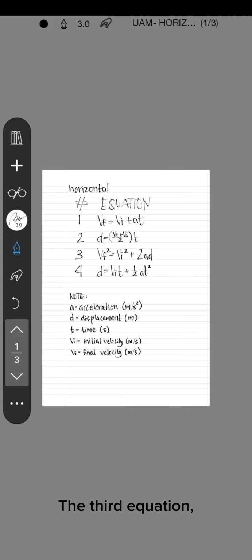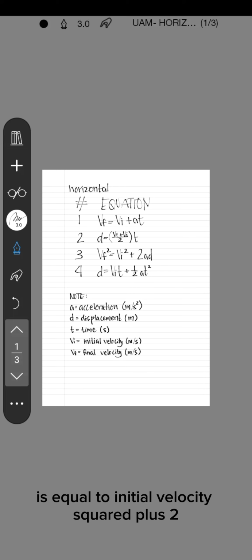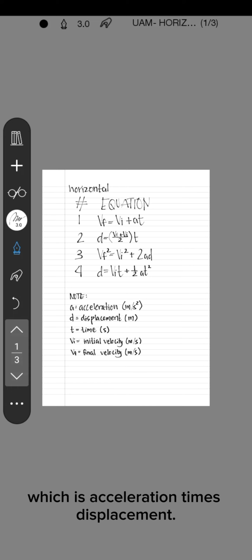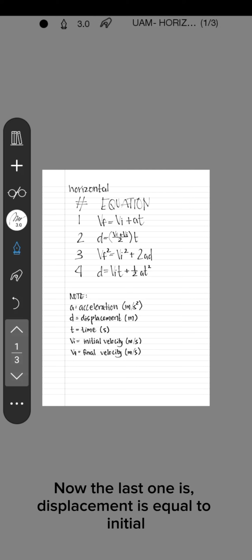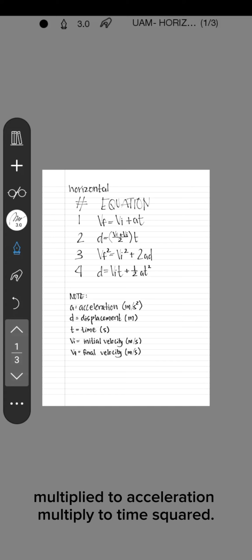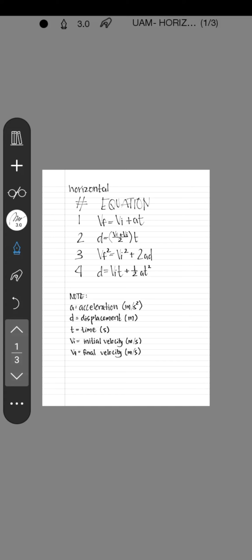The third equation, final velocity squared is equal to initial velocity squared plus 2 multiplied to a, which is acceleration times displacement. Now the last one is displacement is equal to initial velocity multiplied the time plus 1/2 multiplied to acceleration multiplied the time squared. That's all for the equations.